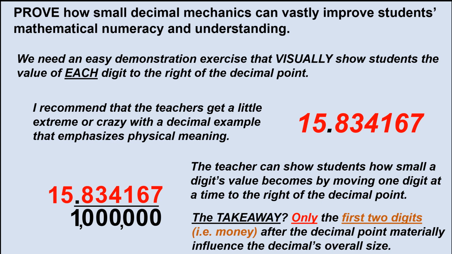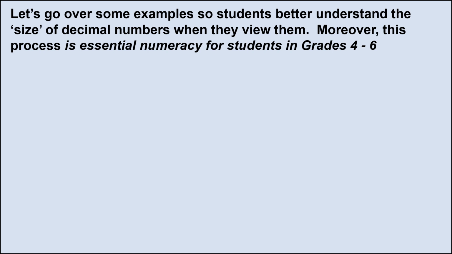The takeaway is that only the first 2 digits after the decimal point materially influence the decimal's overall size. The remaining digits to the right of the first 2 digits, the tenths and the hundredths place, are so small in value that they are not able to significantly affect the decimal's overall magnitude. This fact allows both students and adults alike to view a decimal of any size and immediately know how big it is. In the next 3 slides, let's go over 3 examples that provide students a better understanding of the size of the decimal numbers when they view them.